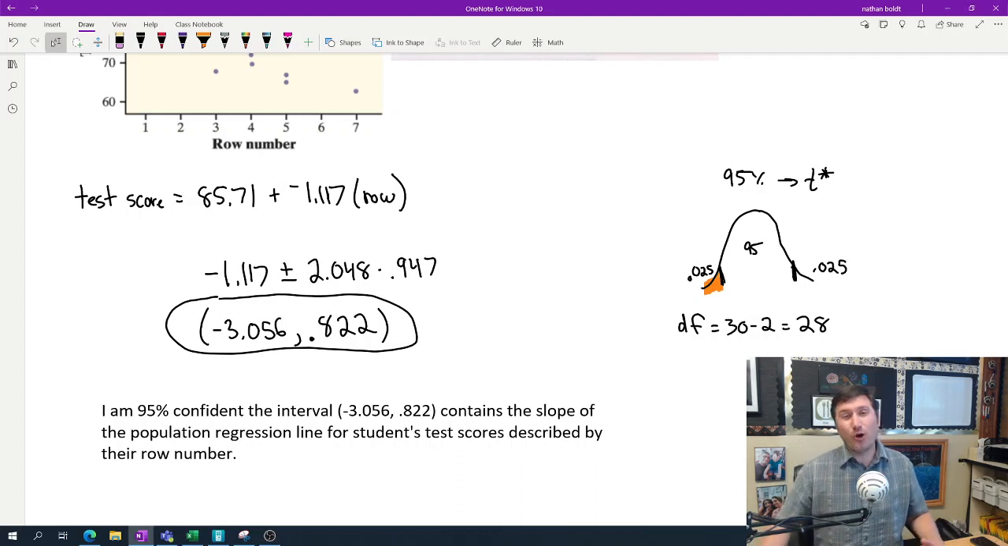All right, ladies and gentlemen, I hope that kind of makes some sense for how we do that confidence interval for the true value of a population's regression line slope.